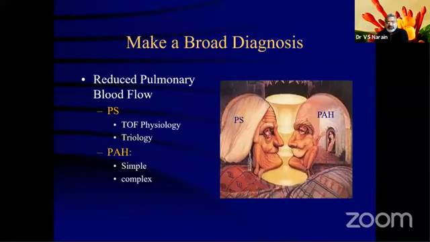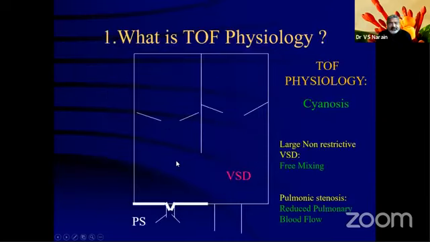So the idea is, don't be very particular right from the beginning. Just make a very broad diagnosis, whether it is a tetralogy physiology or a trilogy physiology, which means reduced pulmonary blood flow, or it is a pulmonary arterial hypertension situation. So just make a broad diagnosis. That's always expected, whether it is PS or PH, the first thing the examiner asks. So make a broad diagnosis.